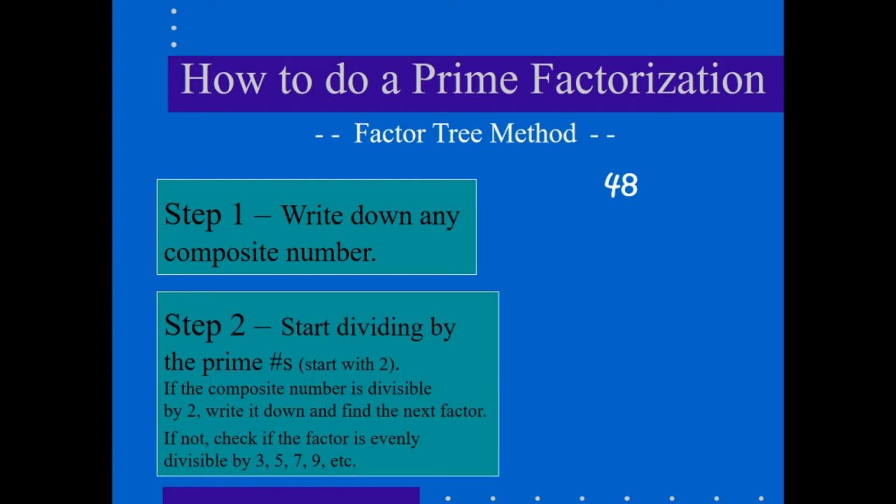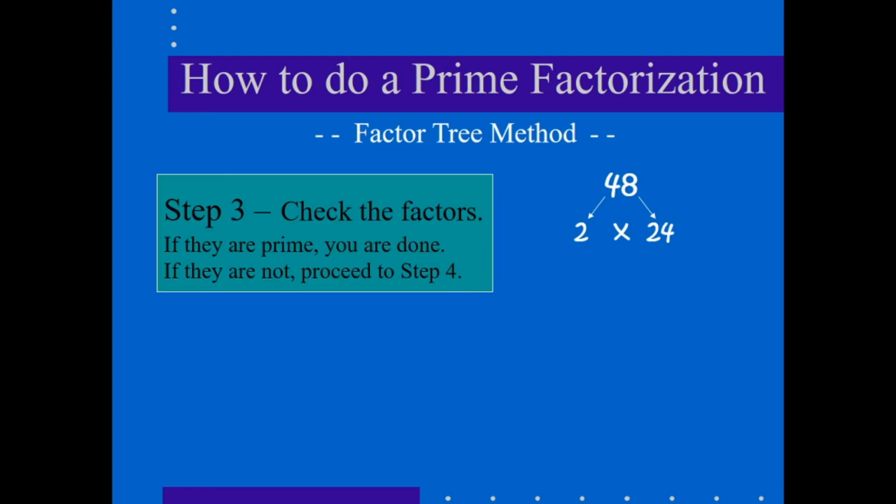Step 2. Start dividing by the prime numbers. Start with number 2. If the composite number is divisible by 2, write down and find the next factor. If not, you need to check if it is divisible by 3, 5, 7, or etc. So here, 48, it is divisible by 2. So we have 2 times 24 equals 48.